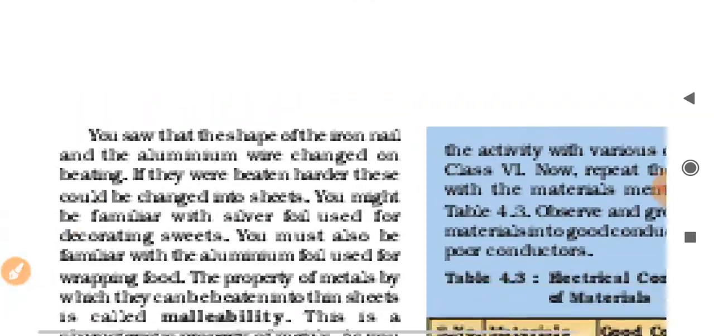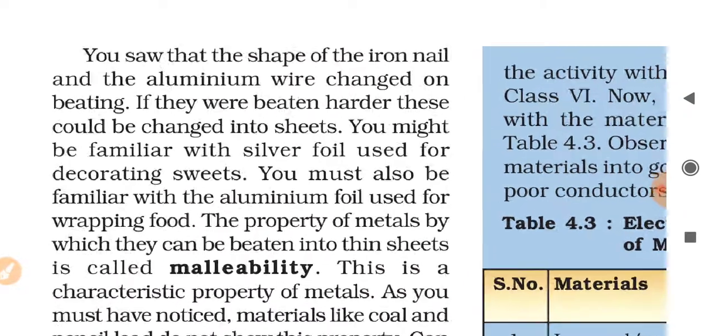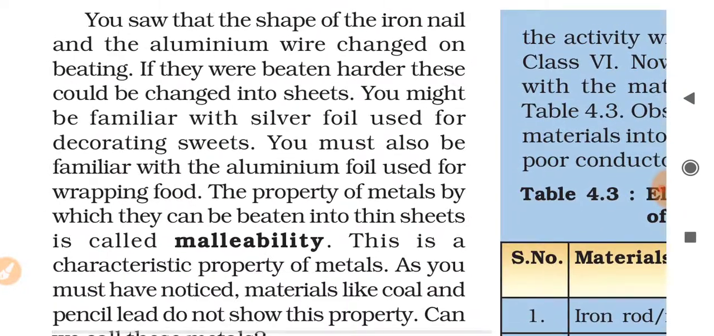You saw that the shape of the iron nail and the aluminium wire changes on beating. If they were beaten harder, they could be changed into sheets. So the iron nail and aluminium flatten. You might be familiar with silver foil used for decorating sweets. You can see many sweets decorated with silver foil. You must also be familiar with the aluminium foil used for wrapping food; whenever you go outside, your parents take their lunchbox in aluminium foil. Nowadays it is most popular.